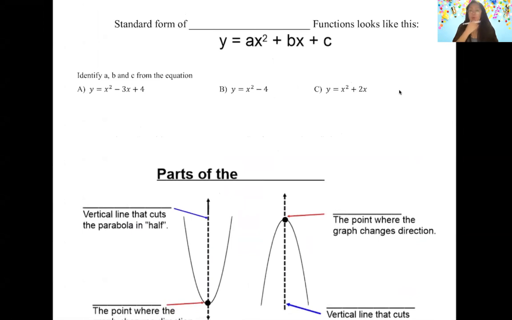So the standard form of a quadratic equation or quadratic function looks like this: y = ax² + bx + c. And that's so important, okay? This is our foundation for everything. The a is attached to the x squared, so always remember that the a is with the x squared, the b is with the x, and the c is the number that is by itself.